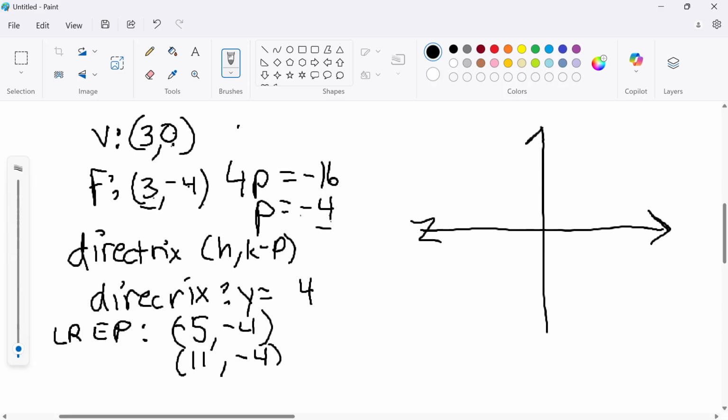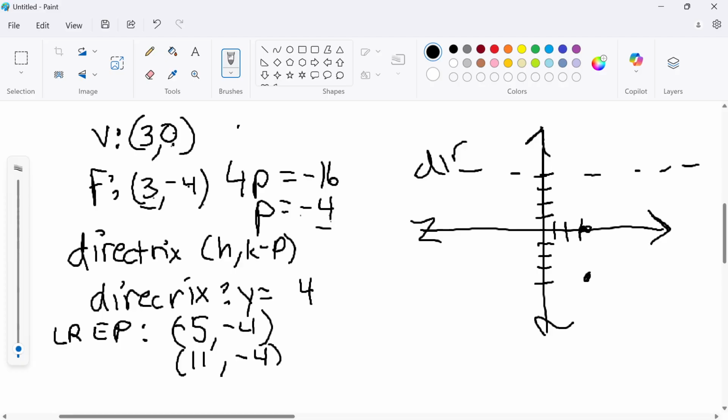There. Okay, so here's my coordinate plane. I've got the vertex at 3, 0. 1, 2, 3. That's the vertex of this parabola. The focus is at 3, -4. 2, 3, 4. The directrix is at y equals 4. 1, 2, 3, 4. That's the directrix.